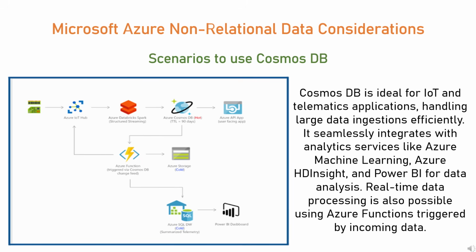Cosmos DB is ideal for IoT and telematics applications handling large data ingestions effectively. It seamlessly integrates with analytics services like Azure Machine Learning, Azure HDInsight, and Power BI for data analysis. Real-time data processing is also possible using Azure Functions triggered by incoming data.